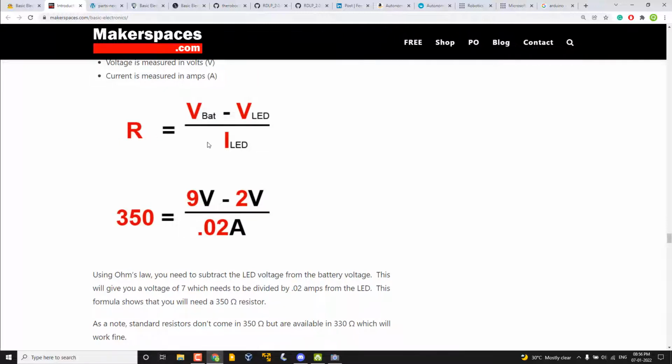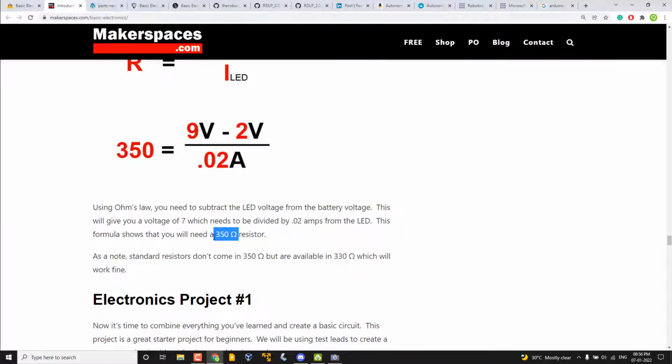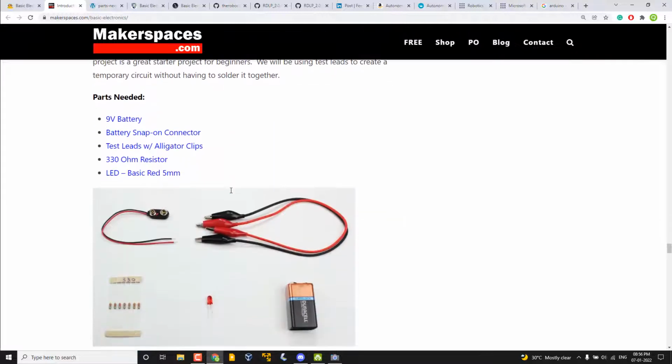If we have this information, then we can compute the resistance using this equation, R equals V by I. In this case, V equals 9 minus 2, where 2 is the drop of that LED. So 9 minus 2 divided by 0.02 is 350 ohm. Ohm is the unit of resistance. So we have to find a resistor of 350 ohm.